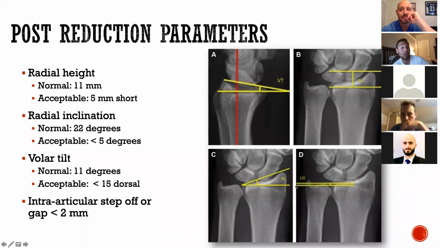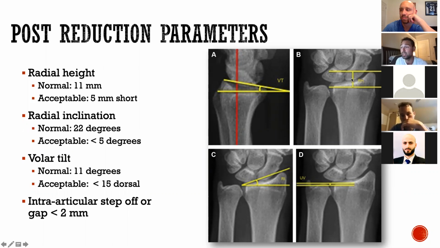So then we need to know how well we did. We need to know why we're reducing these fractures. And this largely comes down to the radiographic parameters that portend better prognoses with non-operative management. So the first is radial height, and that's this B over here. It's a line from the DRUJ, basically, right in the middle, up to the radial styloid, and the distance as measured between the two. It's most commonly 11 millimeters.